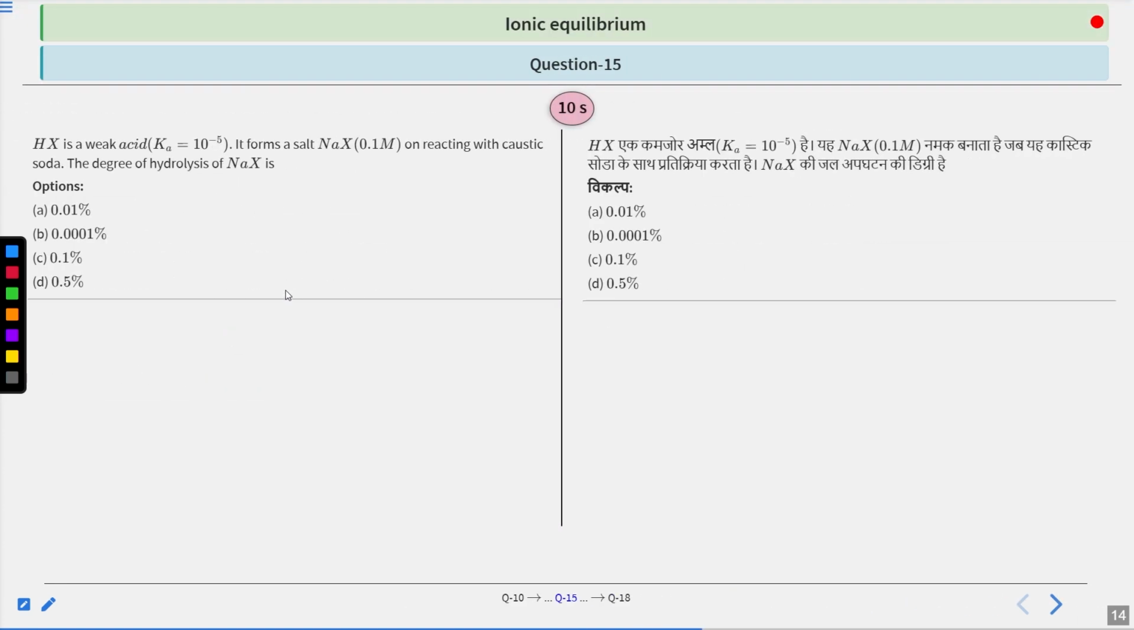Next question. HX is a weak acid and Ka value is 10 to the power minus 5. It forms a salt NaX, which is 0.1 molar on reacting with caustic soda. The degree of hydrolysis of NaX is, options are A 0.01 molar, B 0.0001 molar, C 0.1 molar, and D 0.5 molar. Your time to solve this question starts now.